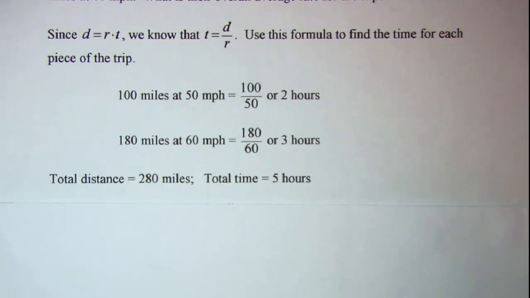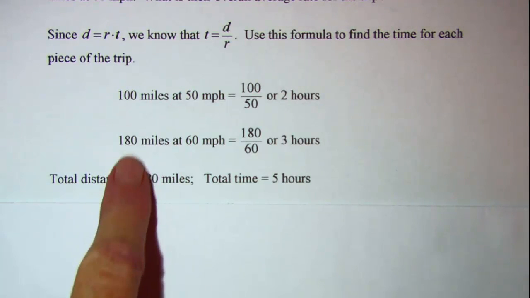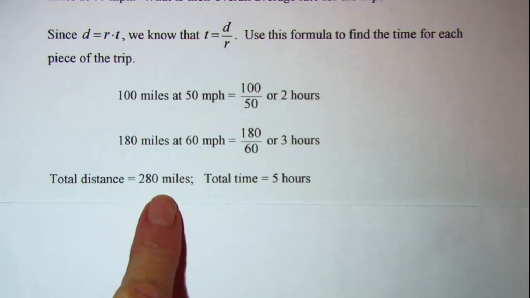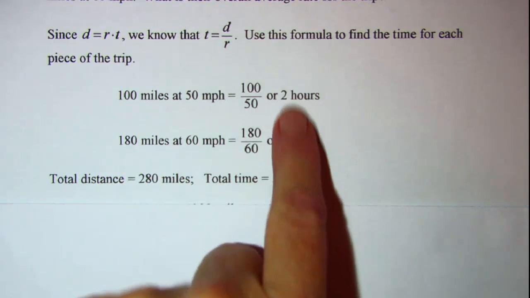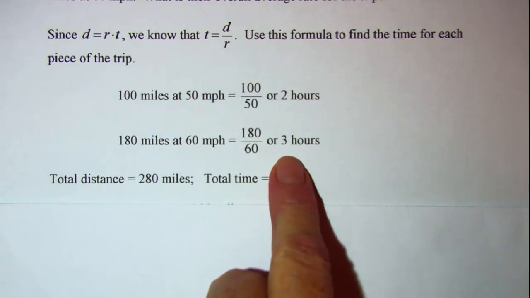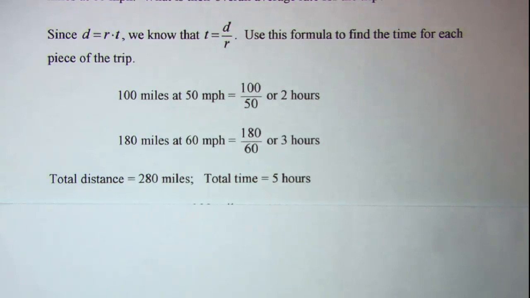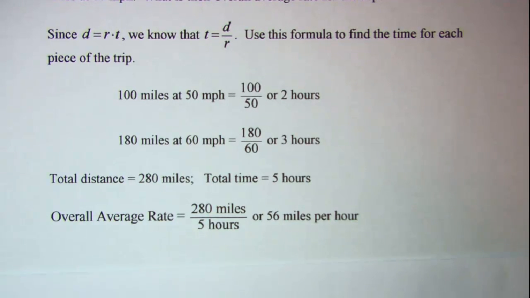Our total distance, add up the two distances, we get 280 miles, and our total time, we add up the two times that we have, we get 5 hours. So our overall average rate is 280 miles divided by 5 hours, which works out to be 56 miles per hour.